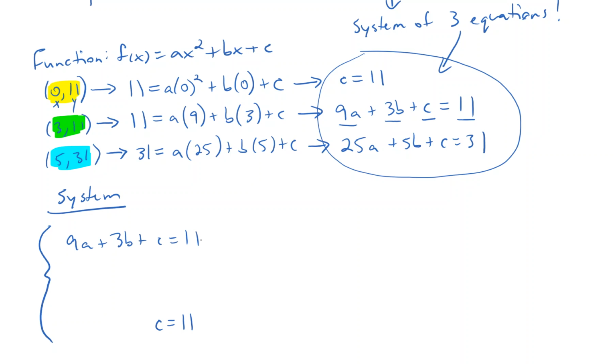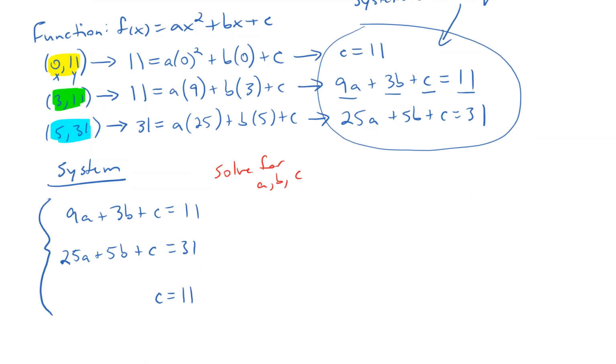You don't have to do it this way. It depends on what experience you have solving systems. You could do this using matrices if you know that. I'm going to solve the system using just basic elimination. So our second equation is 25a plus 5b plus c equals 31. So now we have our system. We need to solve for a, for b, and for c.